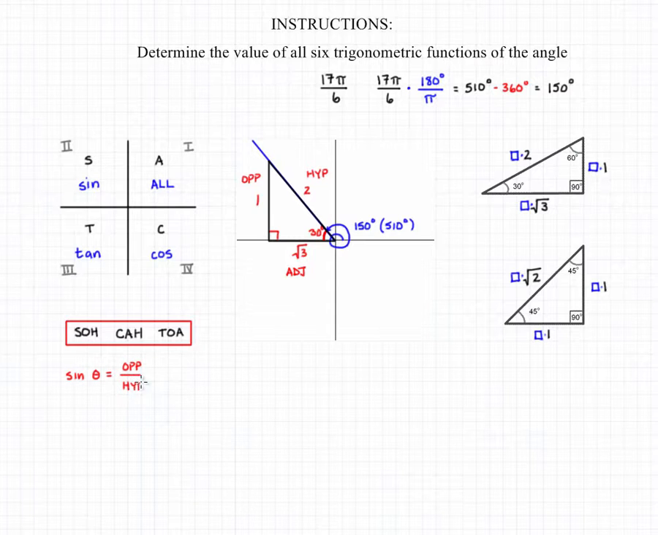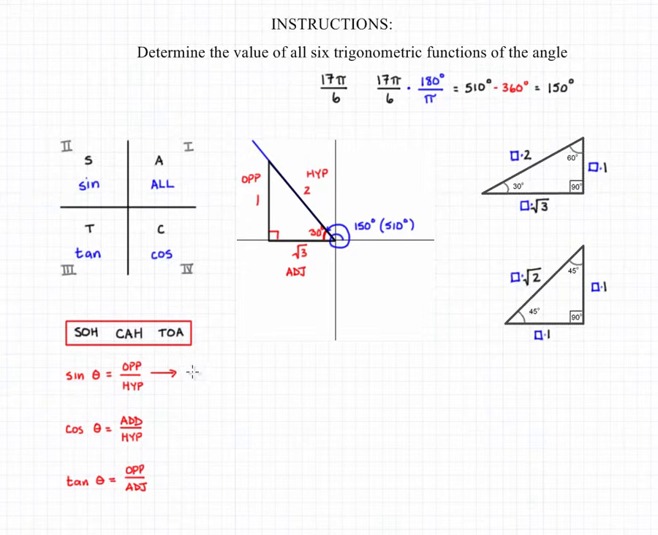So we know that the sine of theta, our 30 degrees, is going to be the opposite over hypotenuse. We know cosine is going to be adjacent over hypotenuse. And we know that the tangent of theta is going to equal the opposite side over the adjacent side.